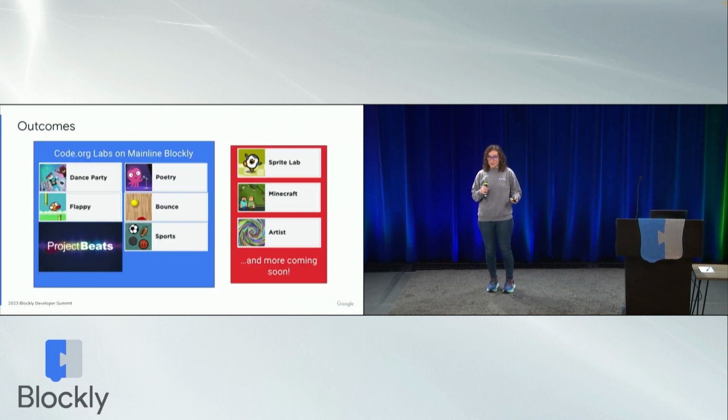So where is Code.org today? They already have several of their labs on mainline Blockly. Right now in production, if you went to check, they're using version 9.3 of Blockly, which is great. And we have some more labs coming up soon. We're working on Sprite Lab, and Sprite Lab has a couple of cool features that we're excited to pull over into mainline Blockly, and maybe even get plugins so that other people could benefit from the types of UIs that Code.org has designed.